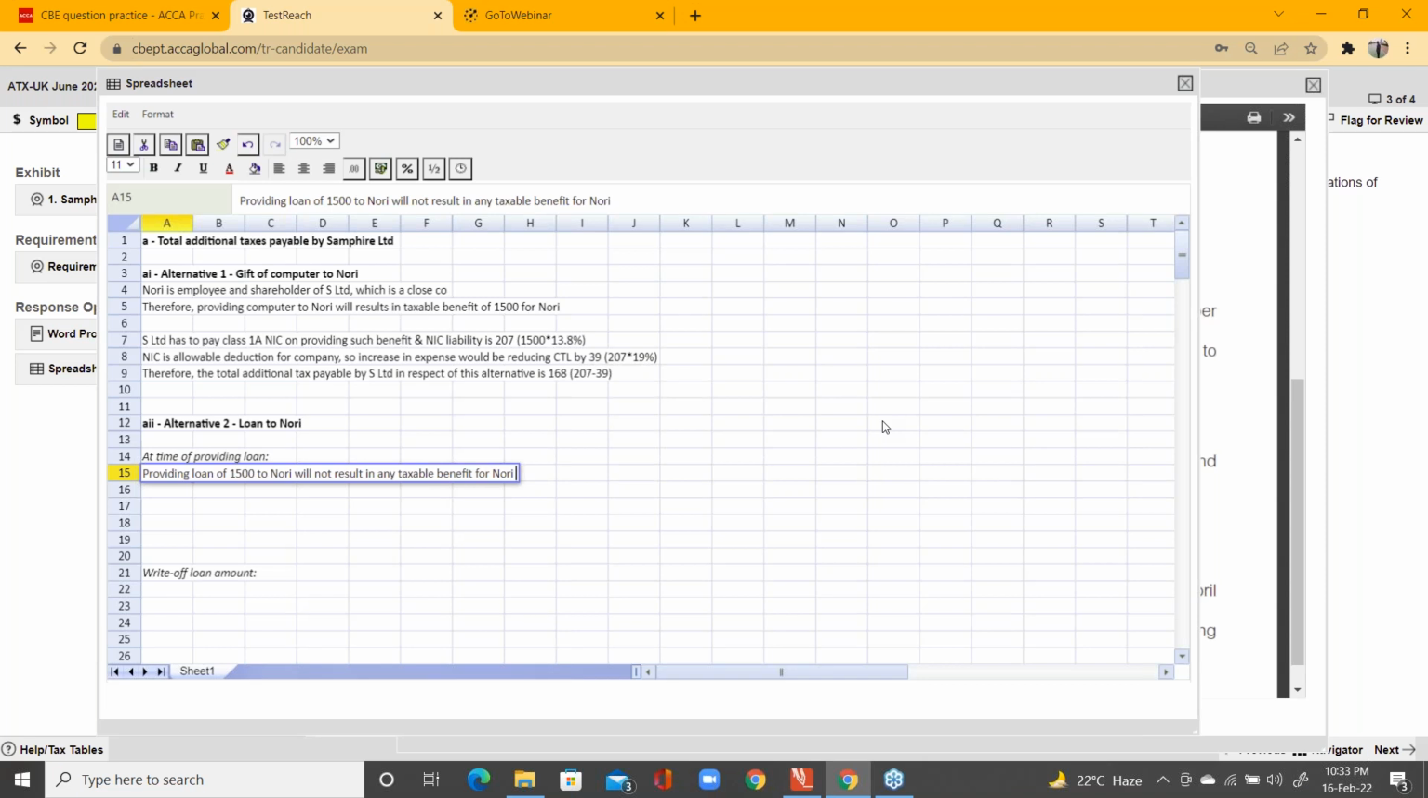In employment, on providing of loan under employment income, loan benefit is calculated according to the accurate method and the average method, but loan benefit is exempt if the amount of loan is less than 10,000. So adding the same point over here, providing loan of only 1500 to Nuri will not result in any taxable benefit for Nuri as the loan amount is less than 10,000.